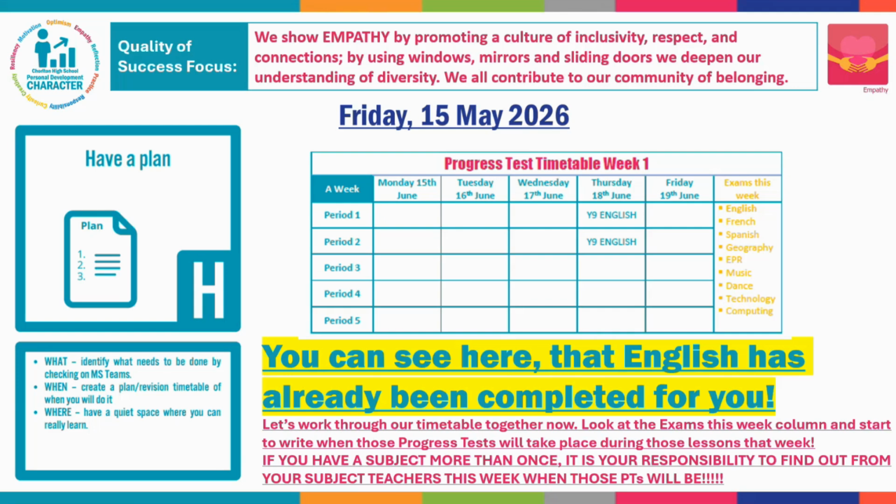You're going to then do the same for Spanish, French, RE, music, dance, technology, and computing in week 1. So you're going to plot that in when you've got the subject in your timetable, and then you'll clarify with your teacher exactly which slot you will do your test in, and then you will give it a star so you know exactly when that will take place. English has been plotted for you in week 1, and then the same in week 2.